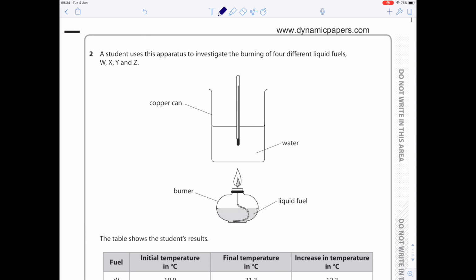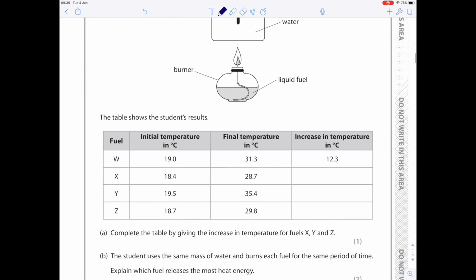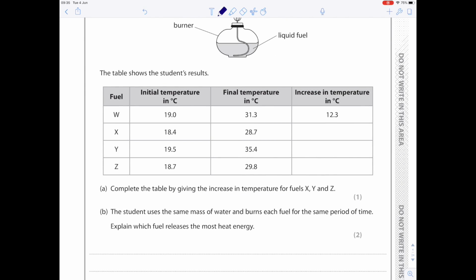A student uses this apparatus to investigate the burning of 4 different liquid fuels, W, X, Y, and Z. The table shows the student's results. Complete the table by giving the increase in temperature for fuels X, Y, and Z. So just pop these numbers into your calculator and you'll get 10.3, 15.9, and 11.1.